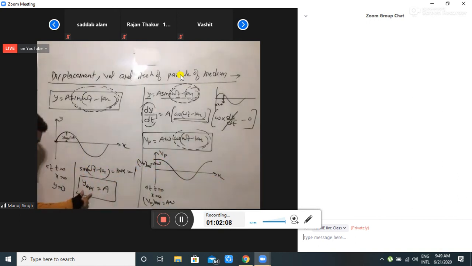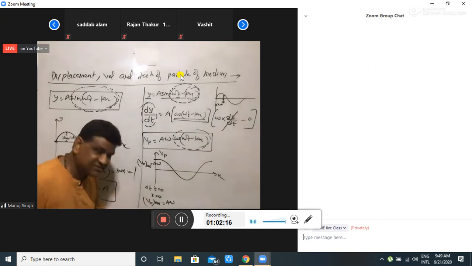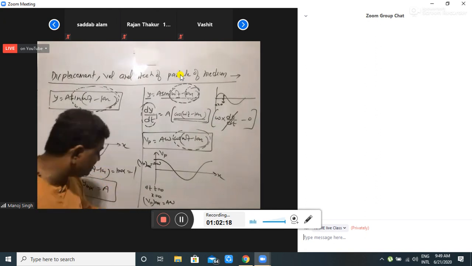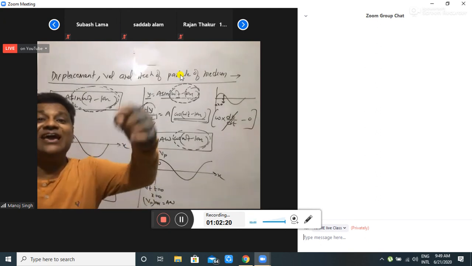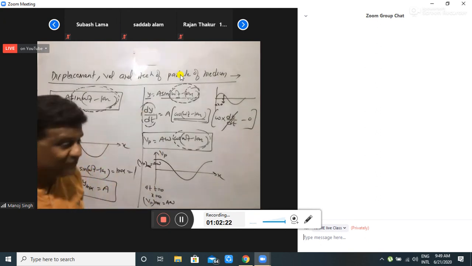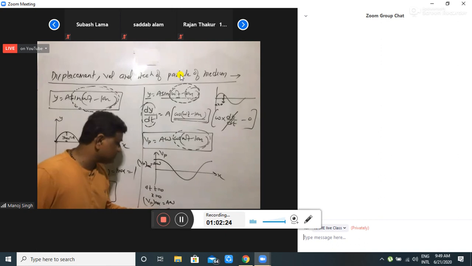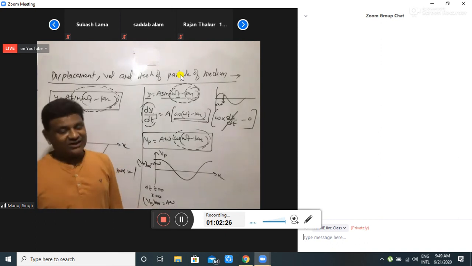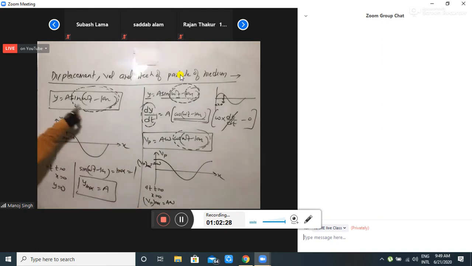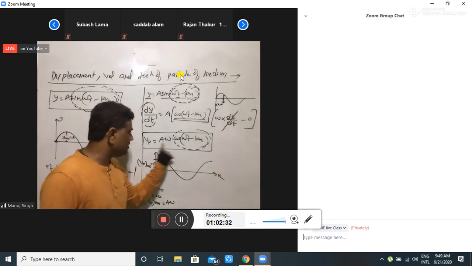So this is the maximum displacement of the particle of medium. Maximum displacement of the particle of medium is known as displacement amplitude. Maximum velocity of the particle of medium is known as velocity amplitude, and its value is equal to a omega. This is the displacement equation of the particle of medium, and this is the velocity equation of the particle of medium.